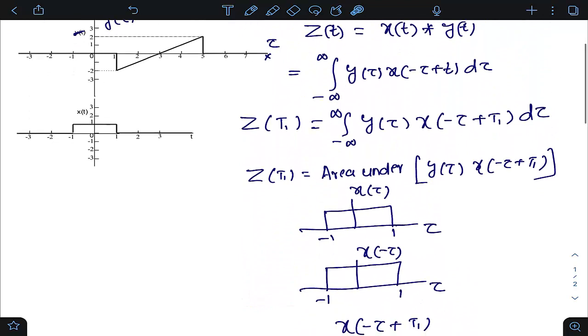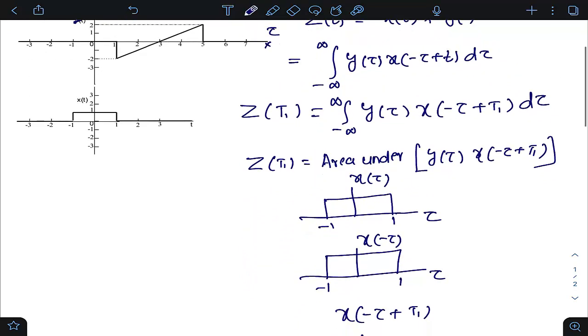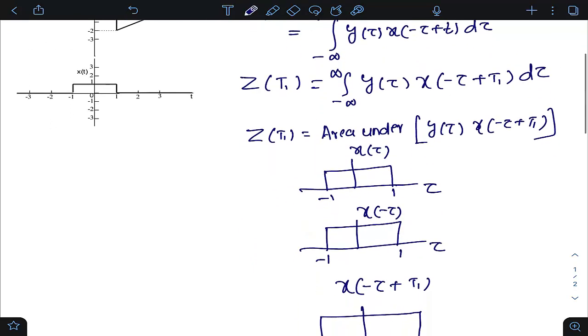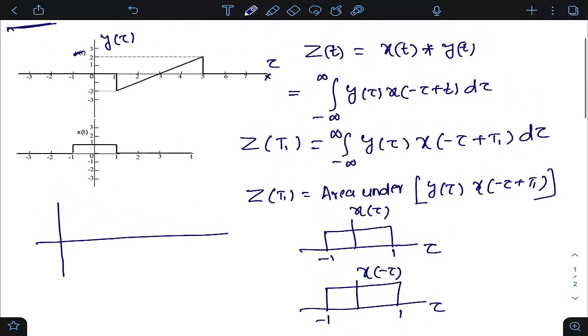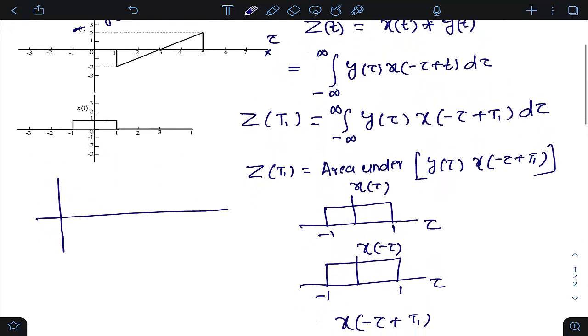So let me draw the y(tau) waveform separately. The y(tau) waveform is like this. This is 1, this is 3, this is 5. This is the waveform of y(tau). This is the tau axis. This amplitude is minus 2 and this amplitude is plus 2.